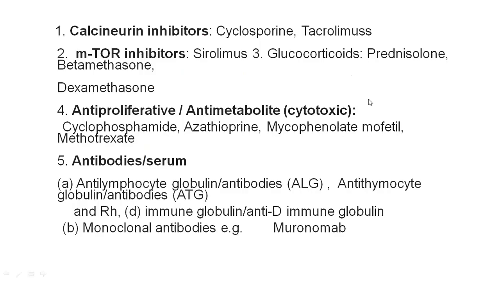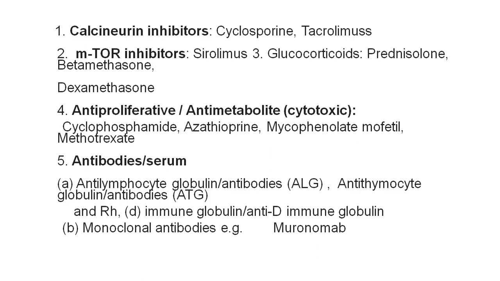Now, coming to the classification of immunosuppressant drugs. We have calcineurin inhibitors, which are cyclosporin and tacrolimus. mTOR inhibitors like sirolimus. Glucocorticoids: prednisolone, betamethasone, dexamethasone. We also have anti-proliferative or anti-metabolite drugs, which are cytotoxic to the cell. Examples for anti-proliferative are cyclophosphamide, azathioprine, mycophenolate mofetil, and methotrexate. All these are anti-metabolites.